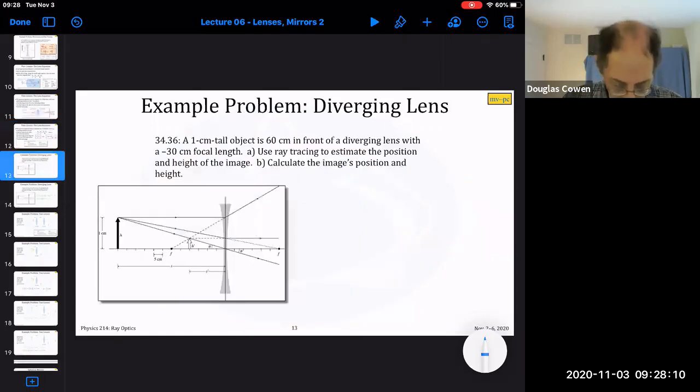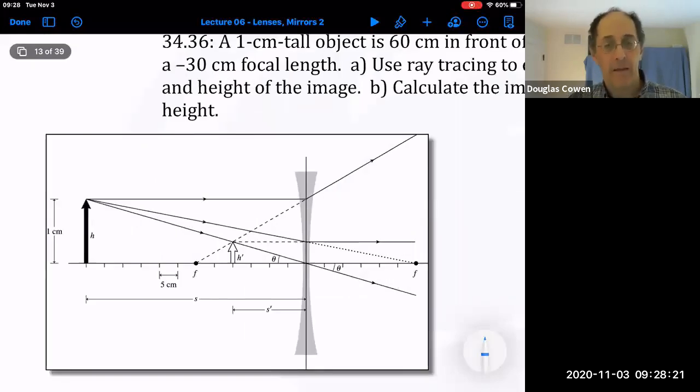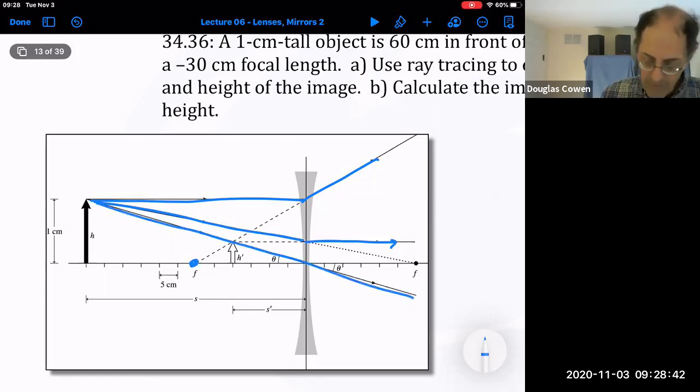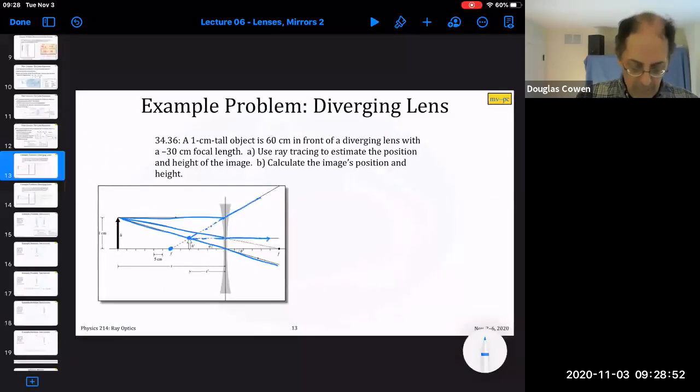So let me do an example problem. This is a diverging lens. And we can sketch, first of all, using ray tracing, where we expect the image to be. So again, a parallel ray gets bent to look like it's coming from the focal point. A ray that's going towards the far focal point will come out going straight. And finally, a ray that's going through the center will continue to go through the center. And where these rays all look like they're coming from is right here, the tip of that arrow H prime. But let's use the lens equation to calculate this and to confirm what our ray tracing suggests.